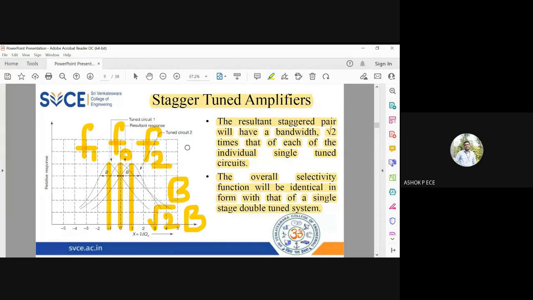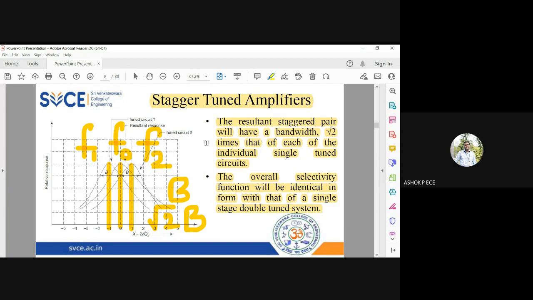So effectively, I am connecting two circuits in cascade, having two resonant frequencies F1 and F2 in such a way that they are displaced from F0 by an equal amount. That equal amount is going to be your bandwidth. They have marked B on both sides. If you see, that is going to be the bandwidth of the single tuned amplifier, single stage. Okay, so this is the concept of stagger tuned amplifier.